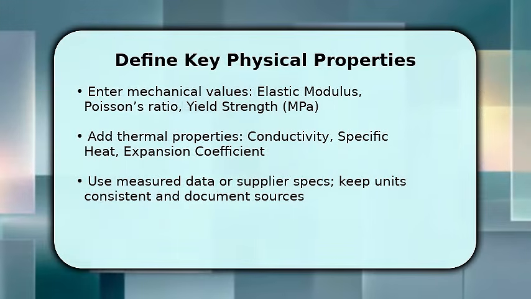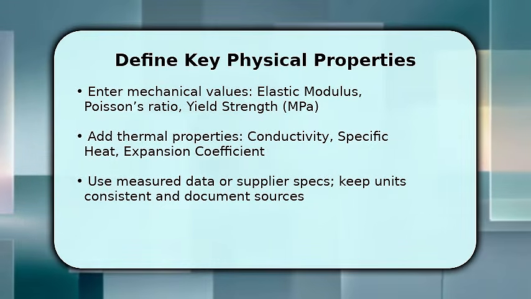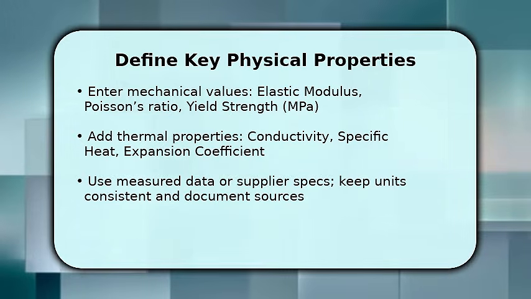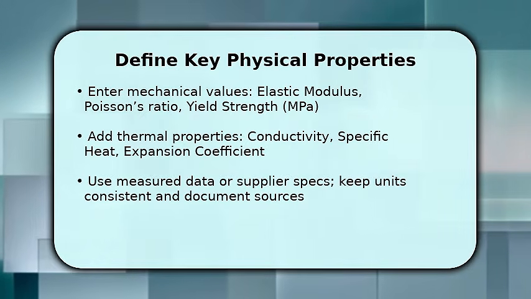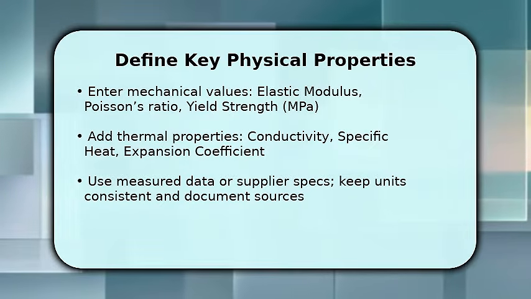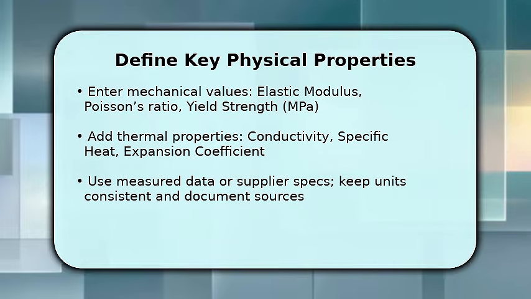Now populate the crucial physical properties that drive simulation and manufacturing decisions. Input elastic modulus and Poisson's ratio for structural behavior, then add yield and ultimate strengths for failure criteria. Explain why each matters to a specific simulation outcome.